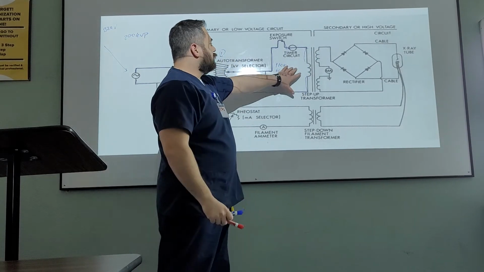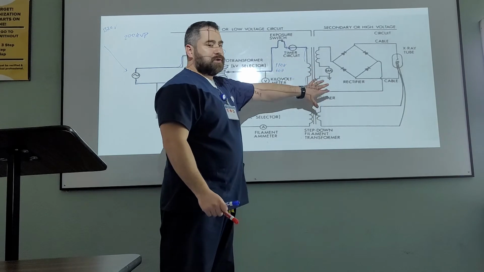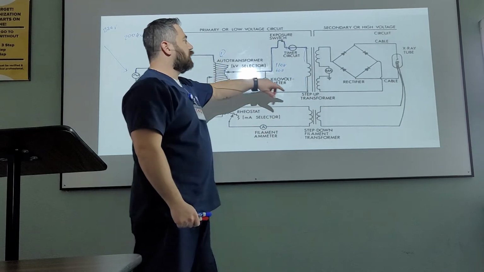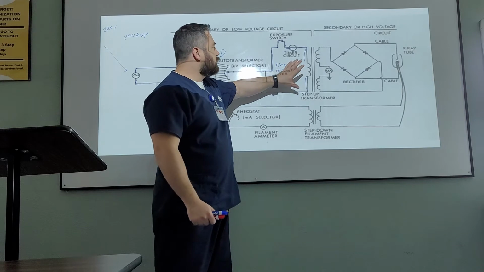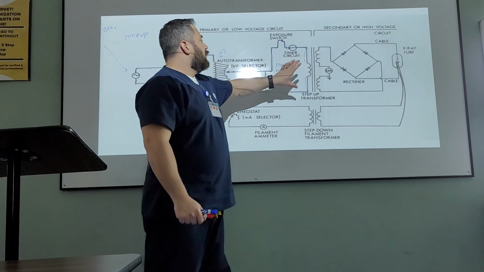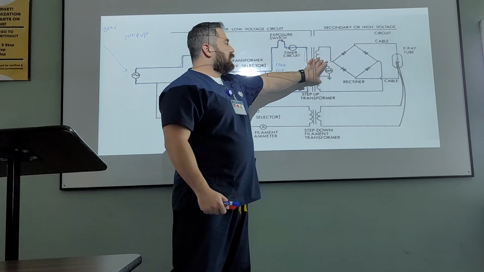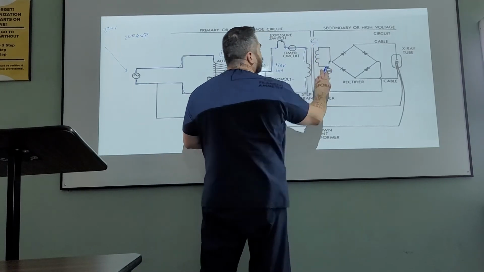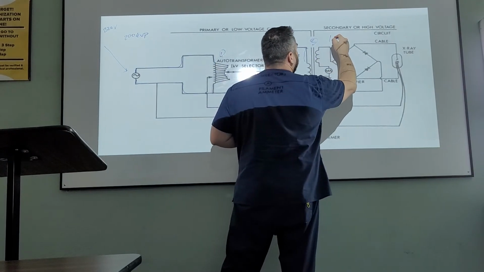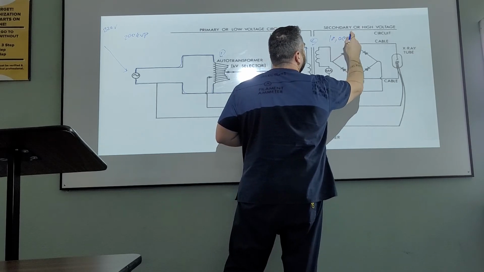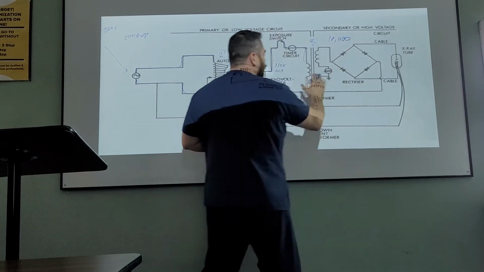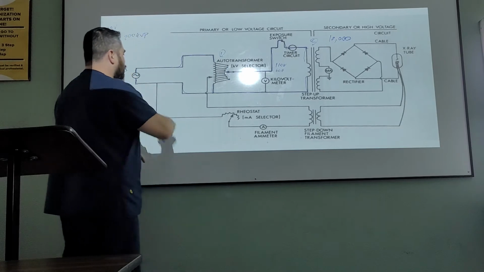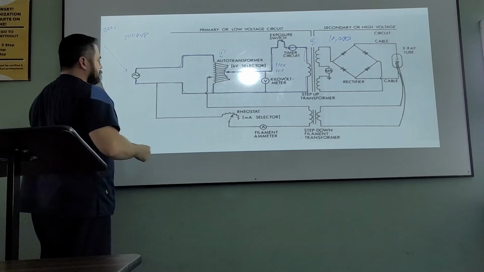Now right here, we have our step-up transformer. From our prior knowledge, we know that there are fewer coils on this side. The 110 volts is going to jump over here, our induction point number 2, and that's going to give us 10,000 volts. We're going to get back to that in just a second. Let's continue on here with line number 3.